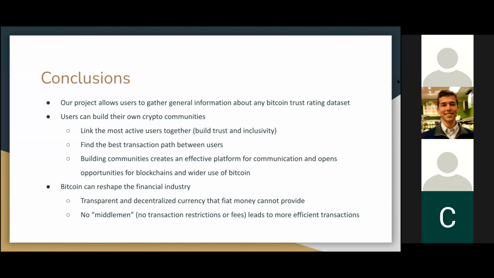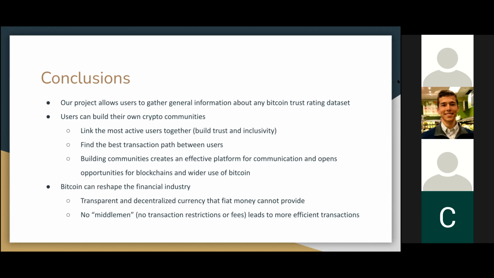Conclusions. Our project allows users to gather general information about any Bitcoin trust rating data set, and users can build their own crypto communities. This is done by linking the most active users together, which builds trust and inclusivity. And we can also find the best transaction path between users. This is important because building communities creates an effective platform for communication and opens opportunities for blockchains and a wider use of Bitcoin. I think this is very important because I think that Bitcoin can reshape the financial industry, which makes our project even more interesting to work on.